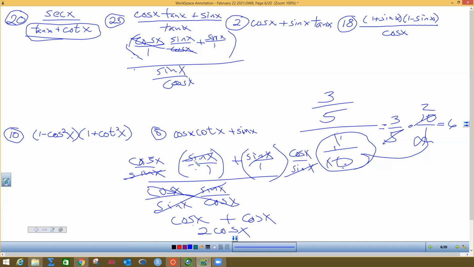Now again, I want to show you that I could have gone ahead and taken these two because they're like terms, sine x plus sine x. You could have done 2 sine x over 1. And then if you take this cosine x over here times sine x, flip it to multiply, that and that reduce, so it's 2 times cosine, it's still 2 cosine.